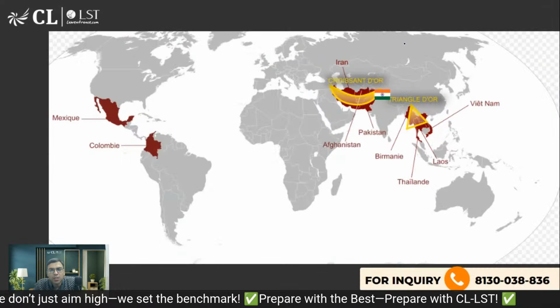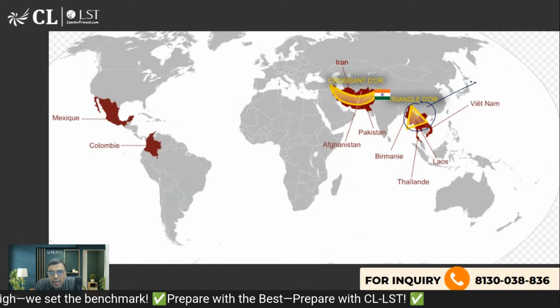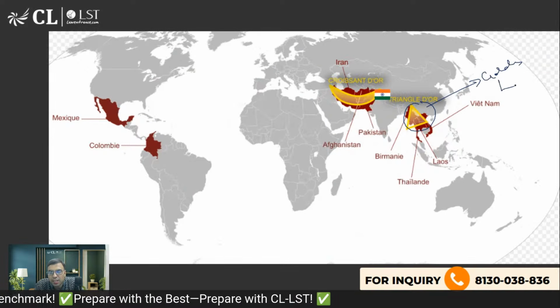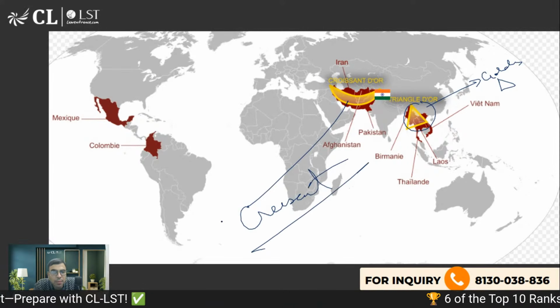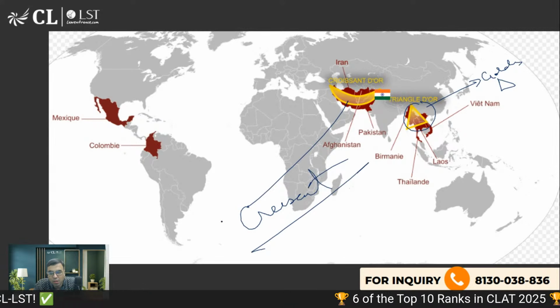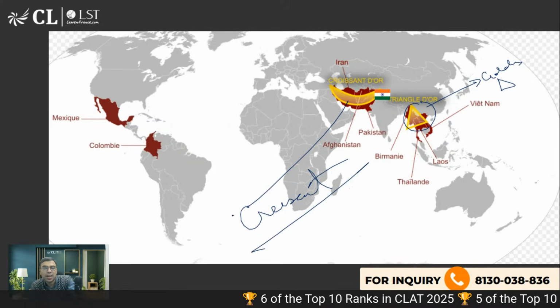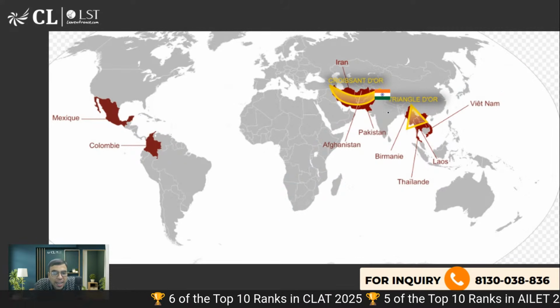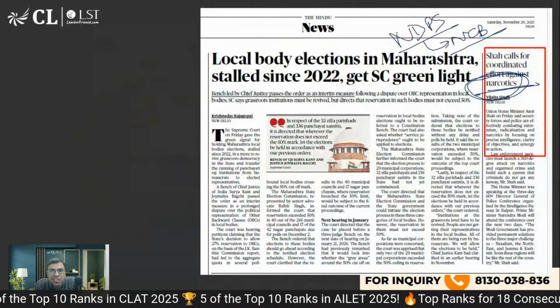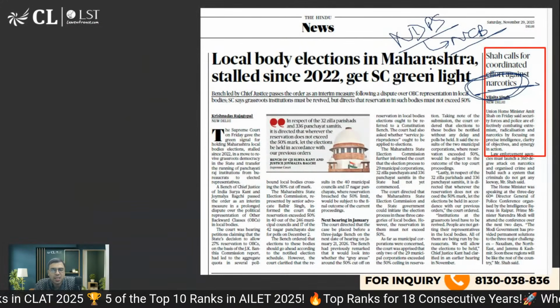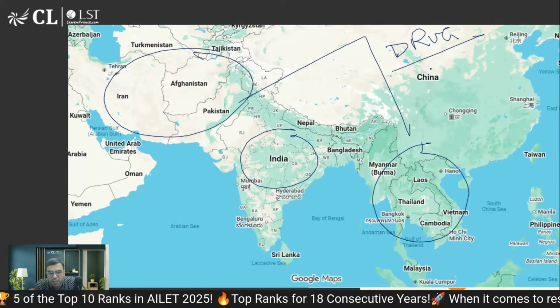Okay, look, this is the Golden Triangle on the eastern side, and this is the Golden Crescent on the western side of India. These two are the important drug places, the drug cartel, illegal drug centers. That's why India has to be very careful when it comes to handling drugs, or suppressing the drug trade. That is what you should know.